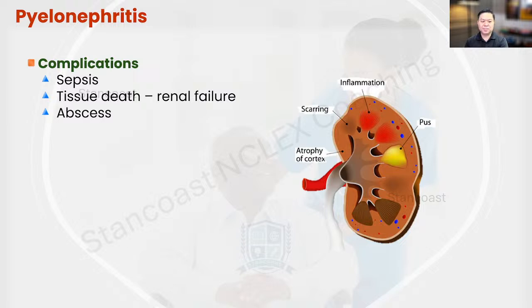Okay? Abscess in the kidney is no joke. And again, this is a collection of pus or a pocket of pus inside the kidney. And this can be very painful as well and hard to treat with just antibiotics. So there is a need to really do a drainage incision into the kidney in order to properly clear those pockets of pus.